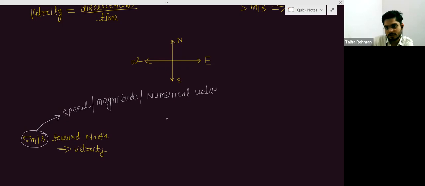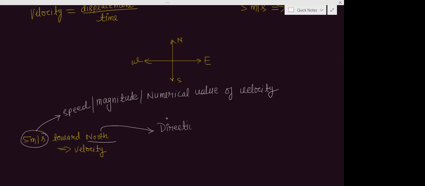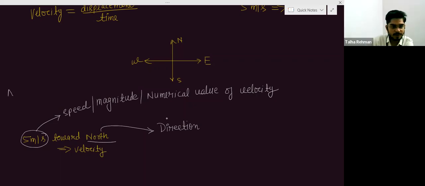Numerical value of, and north is the direction, na? North direction, east direction, west direction, south direction, north direction. So north is the direction, na? Okay, very good. North direction. Okay, this is a very important note point.